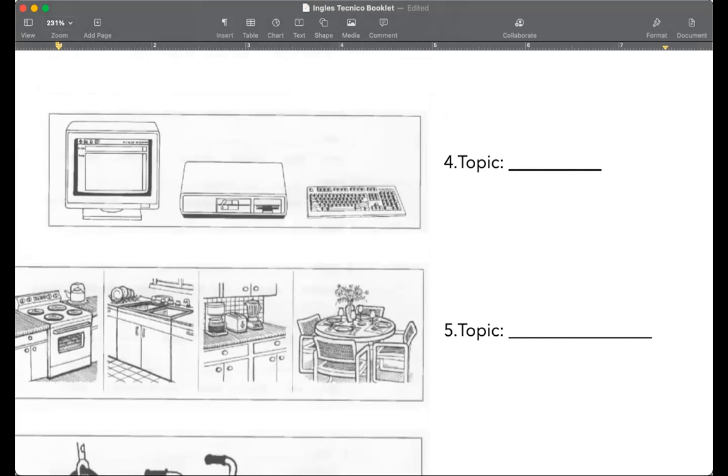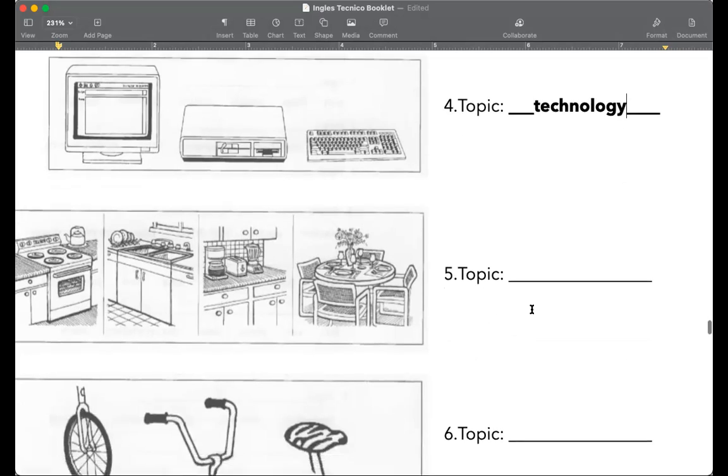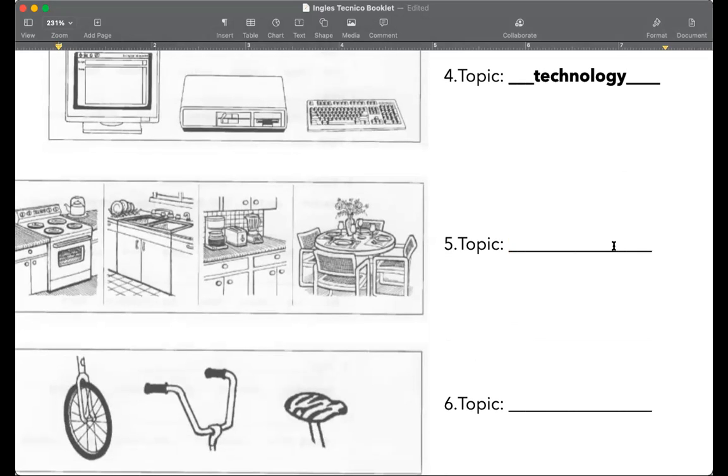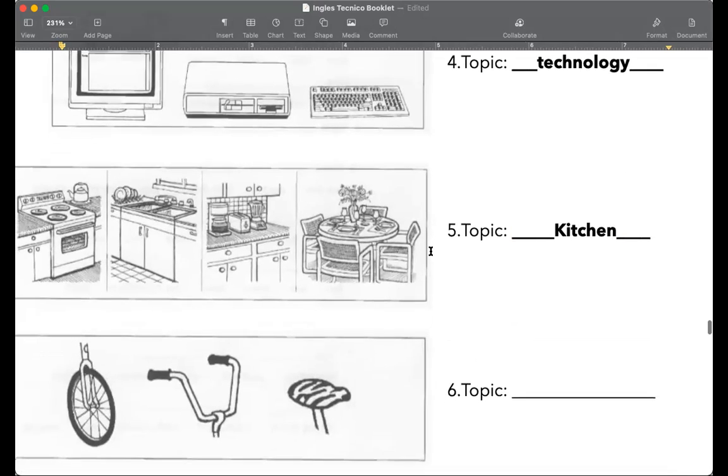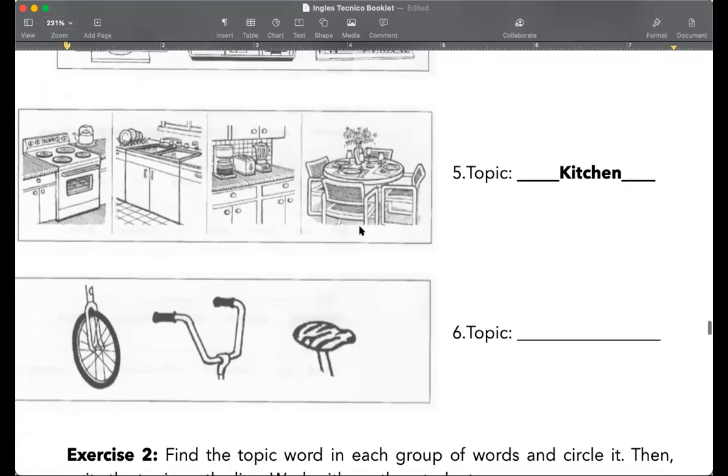And number 4? What do we put for number 4? Okay, computer. Any technology? Okay, yeah, that could also be true. Let's go with technology. And number 5, kitchen. Okay, yeah, the kitchen. Very good. Because they're all pictures of a kitchen, but we have a dining table here, but it could be in the kitchen.